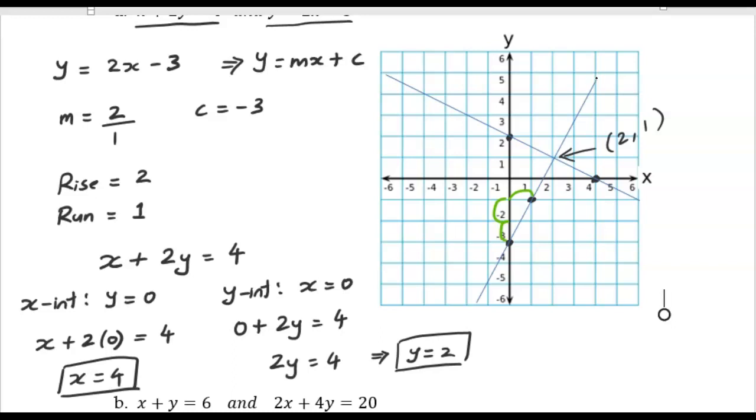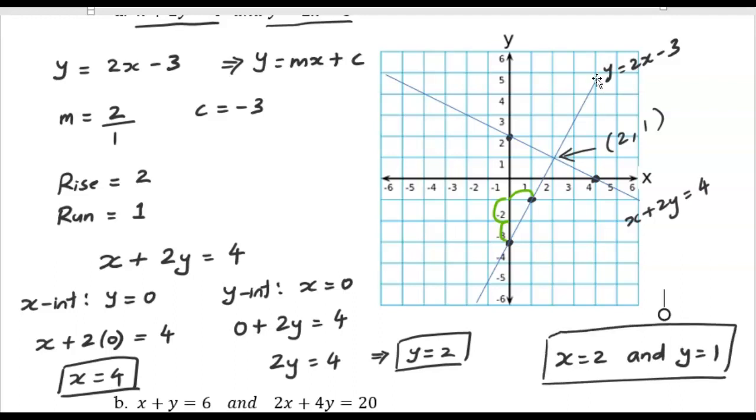Right? So this line that we've sketched is y equals 2x minus 3, and the second line we've sketched as equation x plus 2y equals 4, and they both meet at one point, which means they have a unique solution. So the solution to this particular question is x equals 2 and y equals 1. Right?